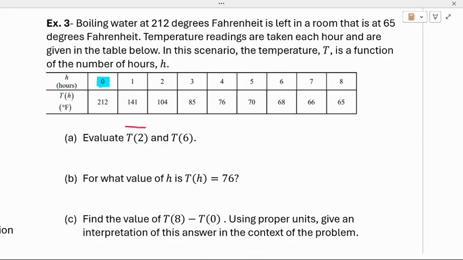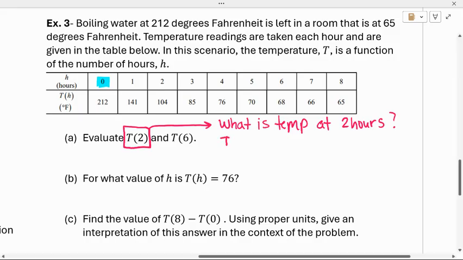So it says evaluate T of 2, meaning this is the same thing as saying, what is the temp at 2 hours? That's what this is saying. What is the temp at 2 hours? So go to 2, your input of 2. When you have an input of 2, Tim, what is your output? And it's degrees Fahrenheit. So 104 degrees Fahrenheit.